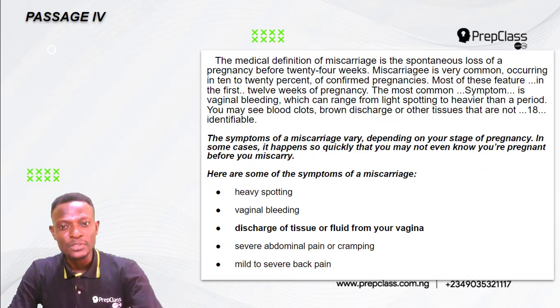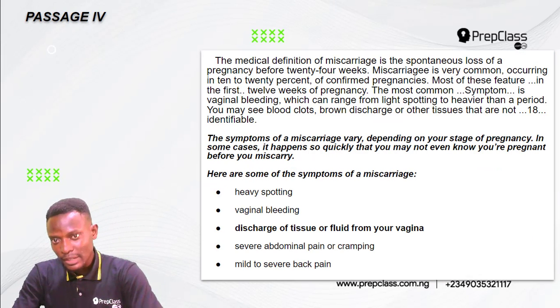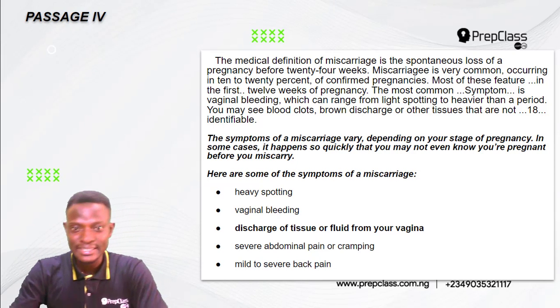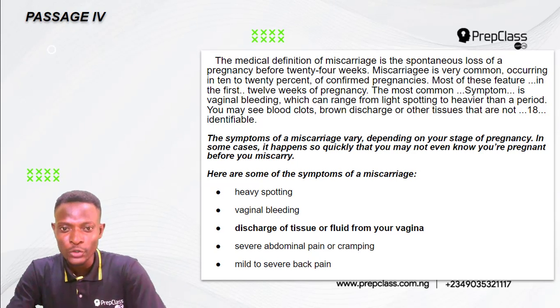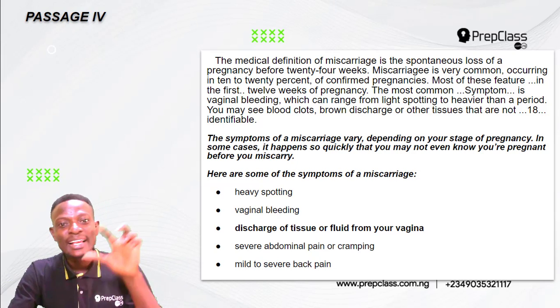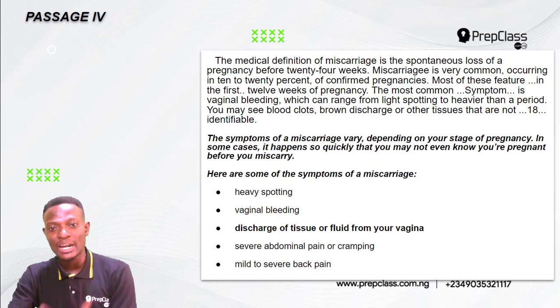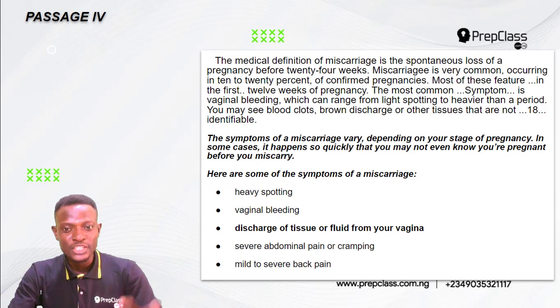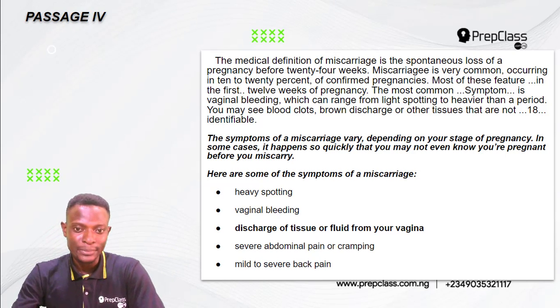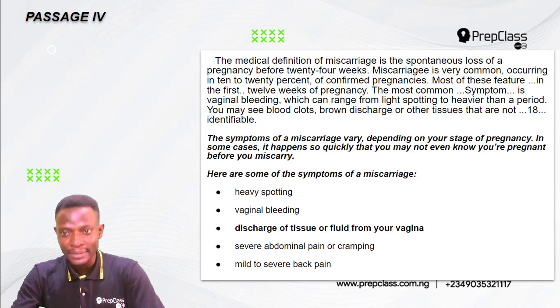Now, the symptoms of a miscarriage vary depending on the stage of pregnancy. In some cases it happens so quickly that you may not even know you are pregnant before you miscarry. Here are some symptoms of a miscarriage: heavy spotting, vaginal bleeding, discharge of tissue or fluid from the vagina, severe abdominal pain or cramping, mild to severe back pain.